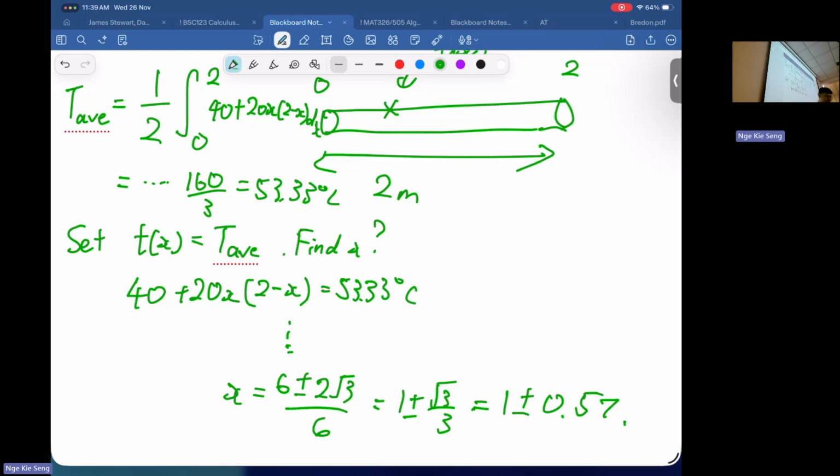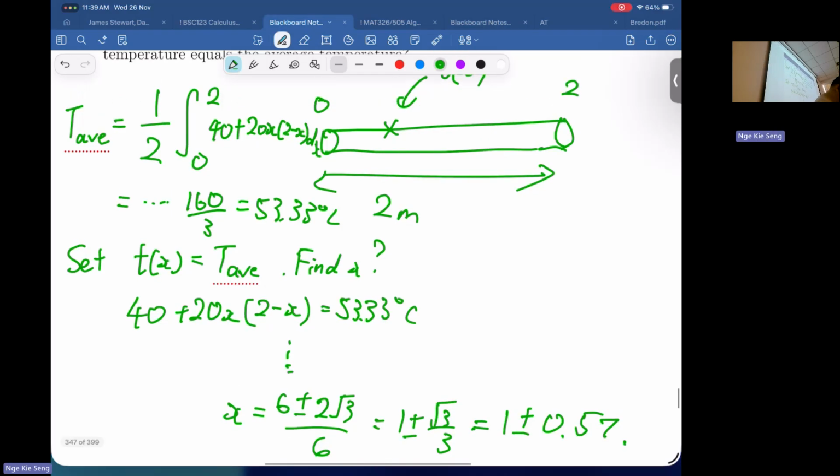So these are the 2 points on your metal bar. So it should be fine. 1.57 and the other is 0.43, something like that. So these are the 2 points on your metal bar that can achieve this average. Very straightforward. Any questions so far? This is just about finding the average value.